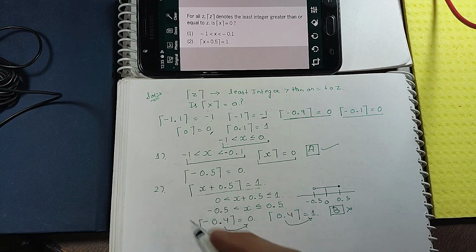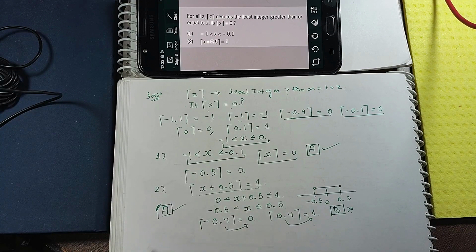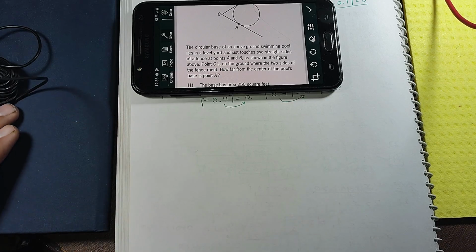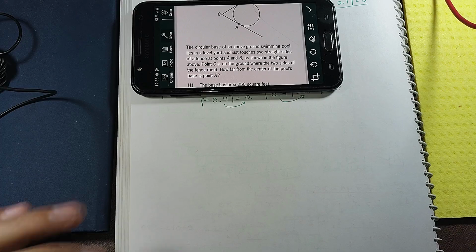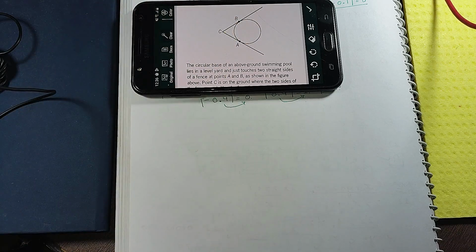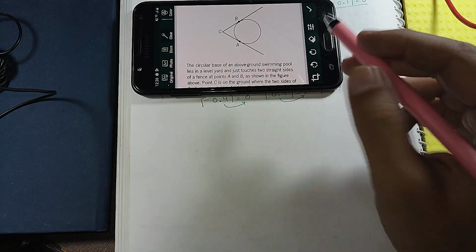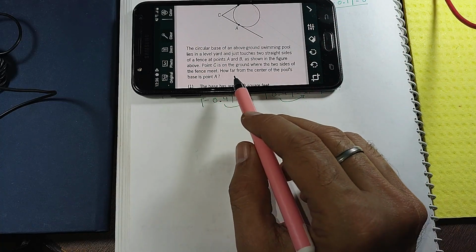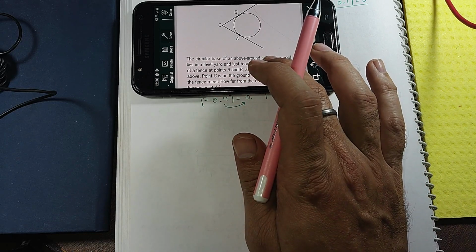So for this particular question I can say that statement 1 alone is sufficient to answer the question. The circular base of an above ground swimming pool lies in a level yard and touches two straight sides of a fence at points A and B as shown in the figure above. Point C is on the ground where the two sides of the fence meet. How far from the center of the pool's base is point A? So we need to find that.